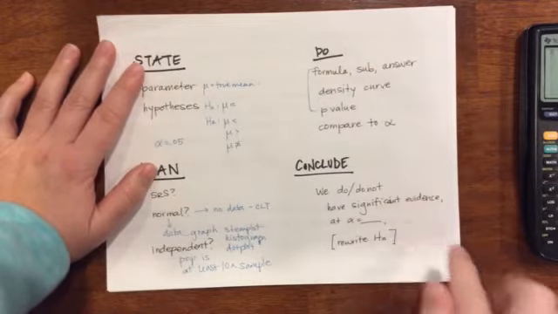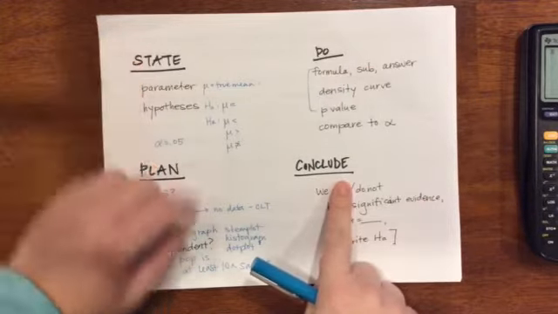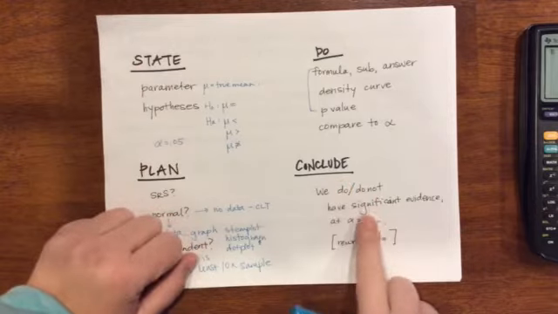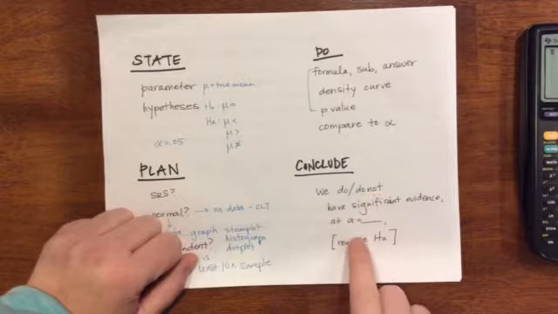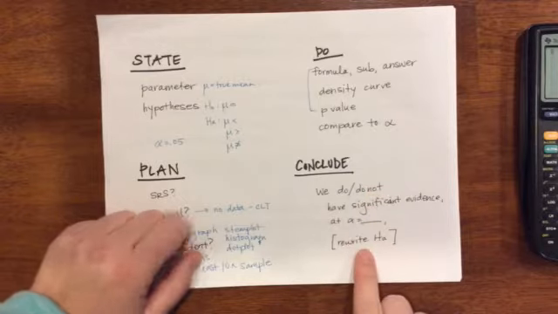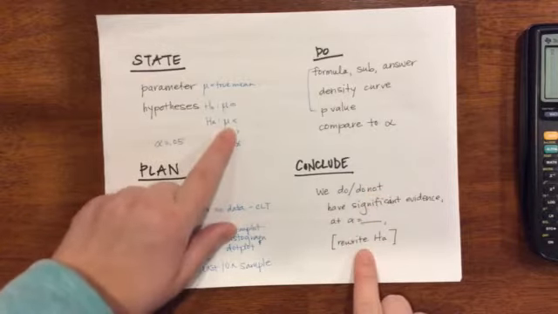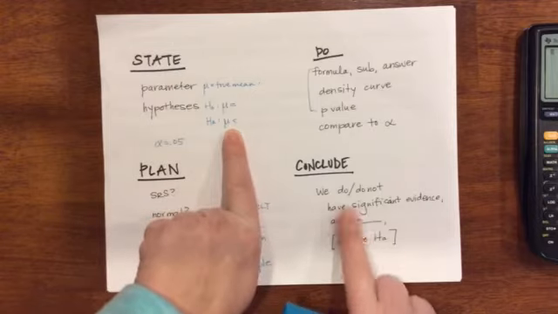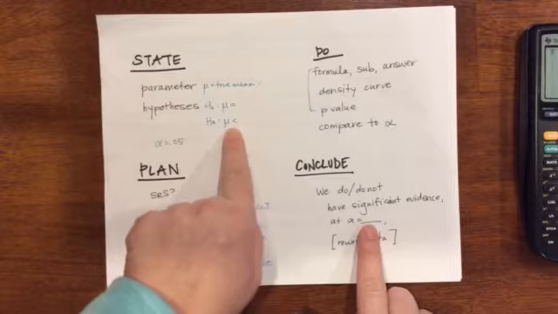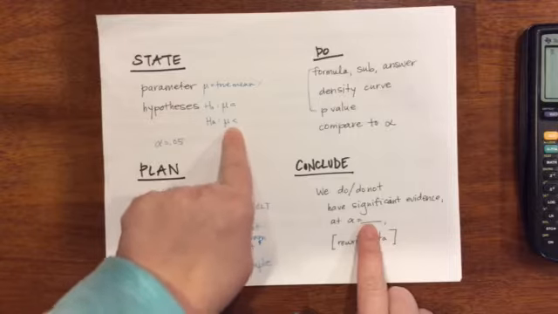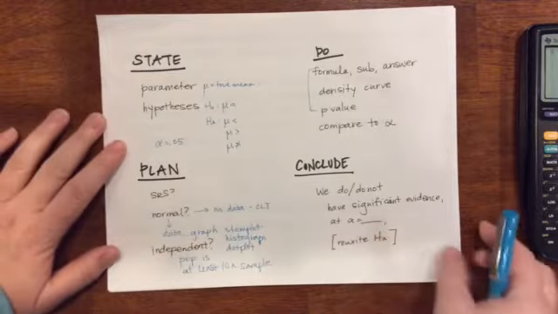And when you're ready to write your conclusion, you're going to write, we do or do not have significant evidence, depending on whether you reject or fail to reject. And you'll state the alpha, and then you're going to rewrite whichever one of these you're trying to prove. So let's say it was that one. We do have significant evidence at alpha 0.05 that the true mean cost of lunch is less than $7. All right? Okay, so let's actually do a problem.